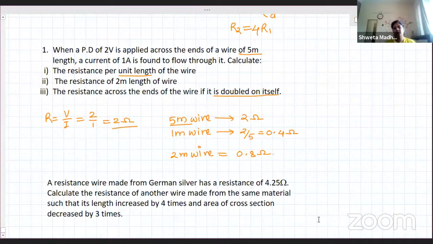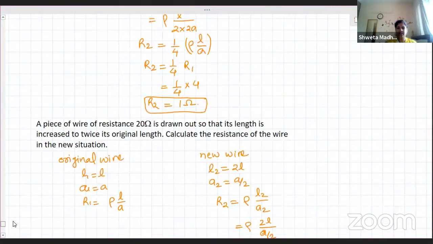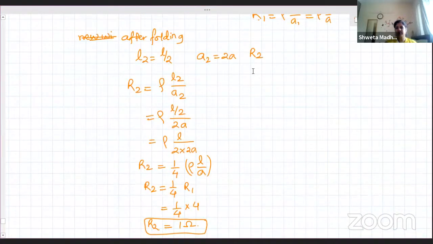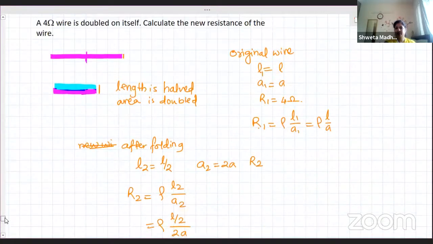Original wire R is equal to rho L by A. New wire will have rho into L by 2 by 2A. Exactly the same calculation as this, only in this case the R1 value will become 2 ohm. That's it. Everything remains the same.